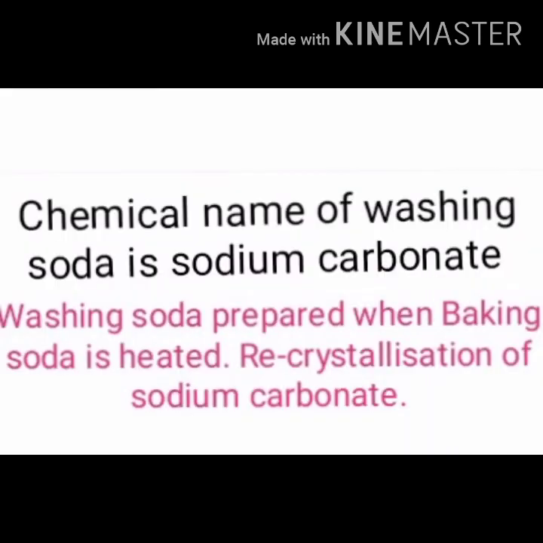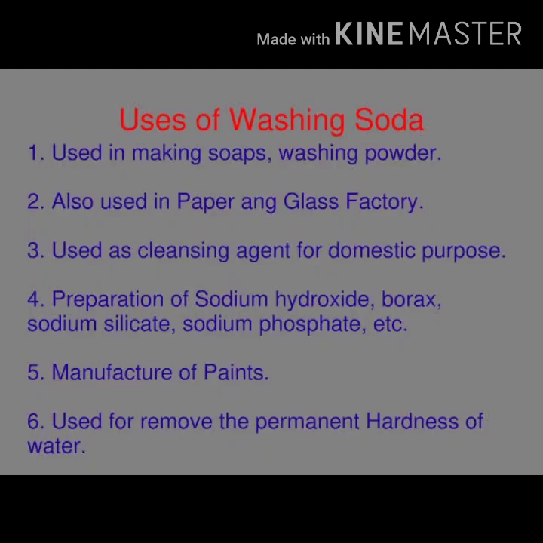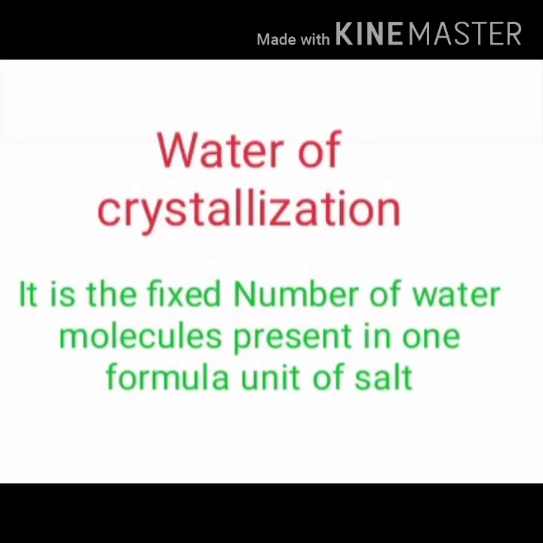Now let us move on to washing soda. The chemical name of washing soda is sodium carbonate. Washing soda is prepared when baking soda is heated. Recrystallization of sodium carbonate gives washing soda. Uses of washing soda: used in making soaps and washing powder, also used in paper and glass factories, used as a cleaning agent for domestic purposes, manufacture of paints, and used to remove the permanent hardness of water. Water of crystallization is the fixed number of water molecules present in one formula unit of salt.